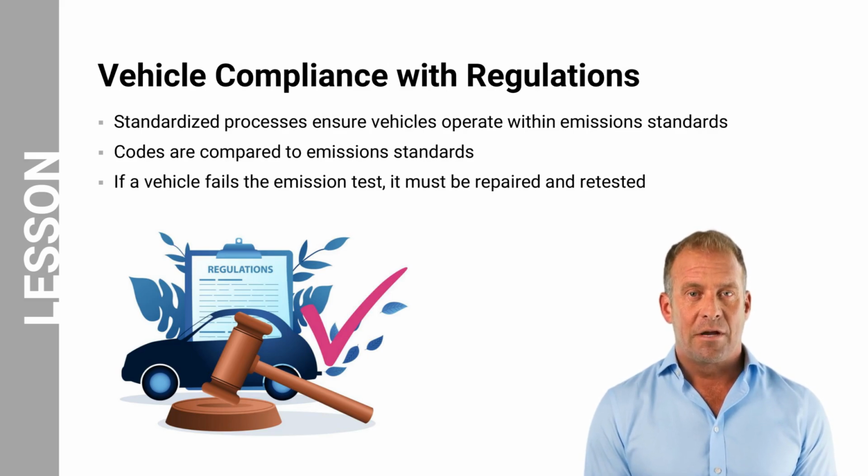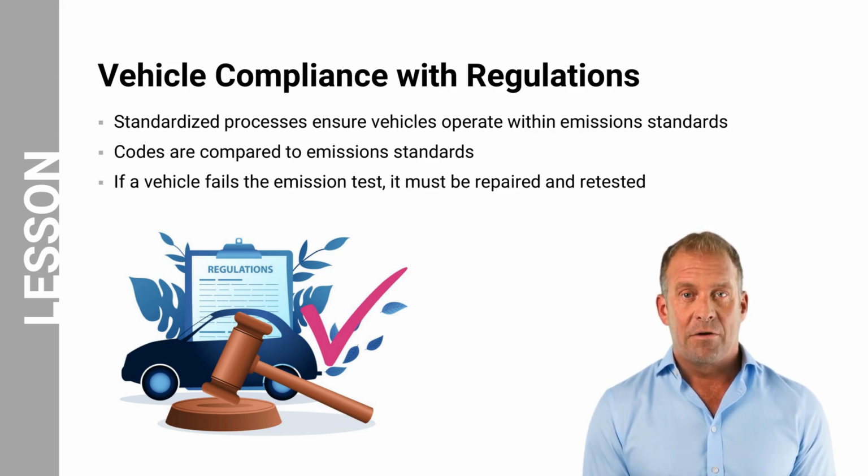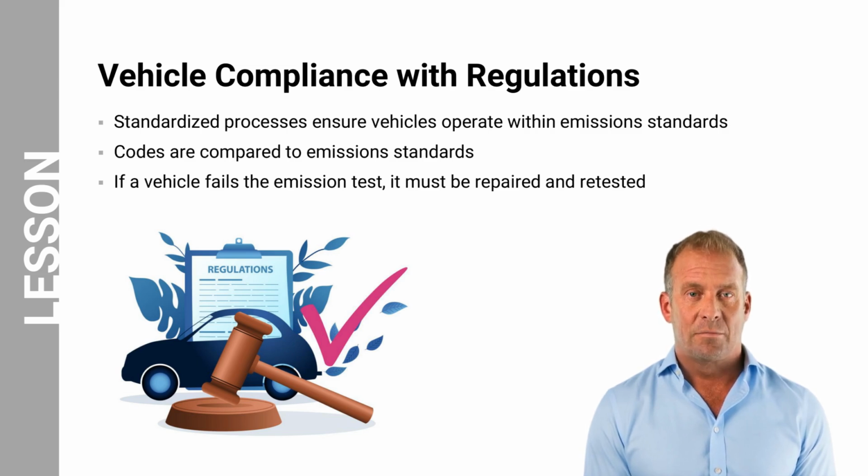OBD2 helps to ensure that vehicles follow emissions regulations, reducing air pollution and protecting public health in several ways. First, OBD2 monitors the vehicle's emission system in real time and detects when there is a problem that could cause the vehicle to exceed the emission standards set by regulatory agencies. When such a problem is detected, the OBD2 system generates an error code corresponding to the detected issue. This standardized process allows technicians and mechanics to quickly and accurately diagnose the problem and make the necessary repairs to ensure that the vehicle operates within the emission standards.